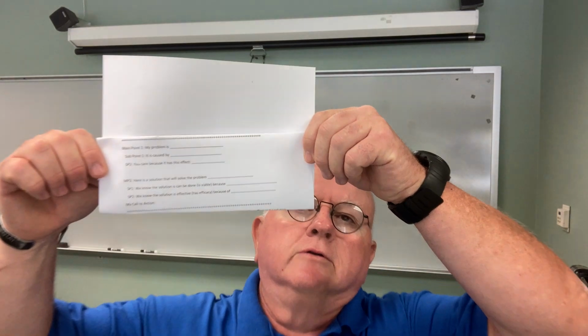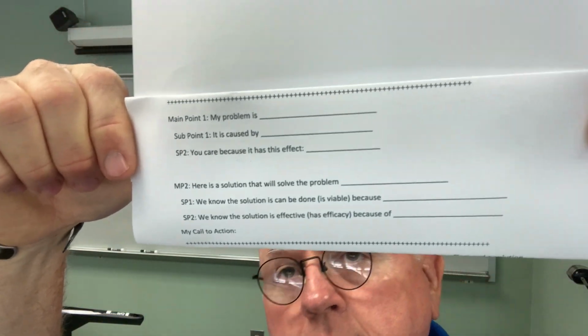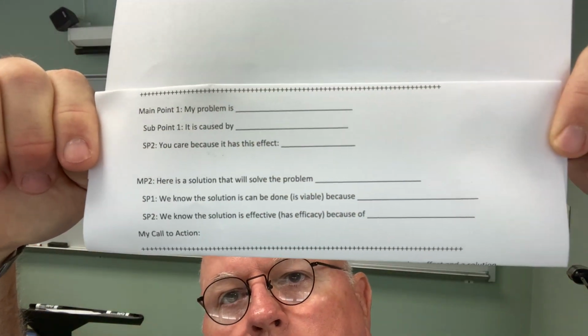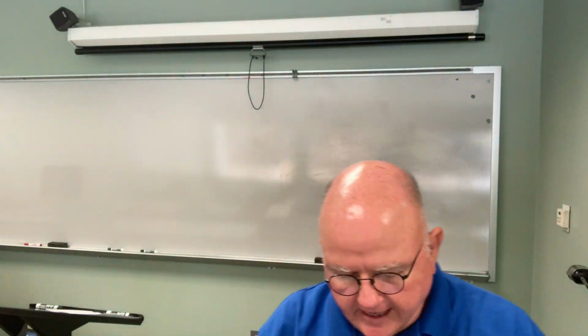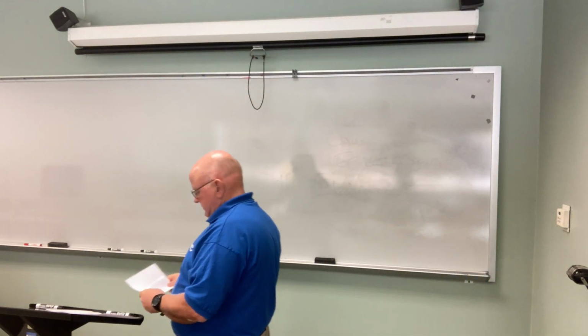Okay, so at the top of your draft outline, you're going to see this. Is that even on there? Yeah, that's on there. Okay. It says, my problem is, fill in the blank. That's main point 1. Subpoint 1, it is caused by, fill in the blank. You care because it has this effect.